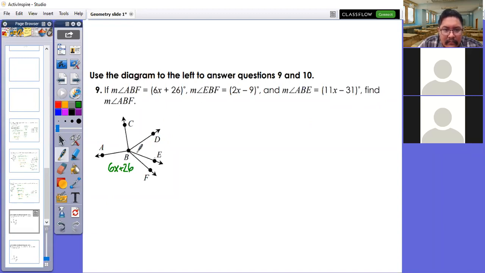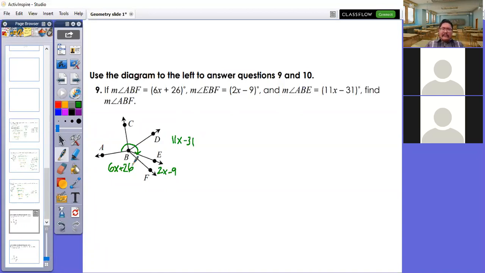EBF is 2x, and since I can't fit it in there, I'm going to write it near the end. ABE, so ABE is from here to there, and that's going to be our 11x minus 31. Find ABF. ABF. Oh boy, this is actually a tough one.